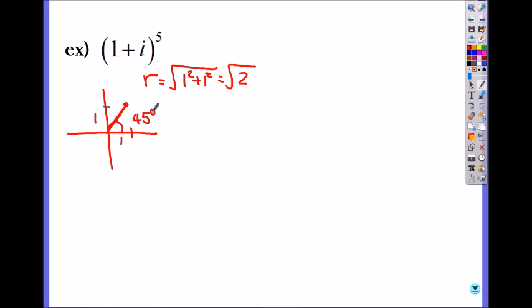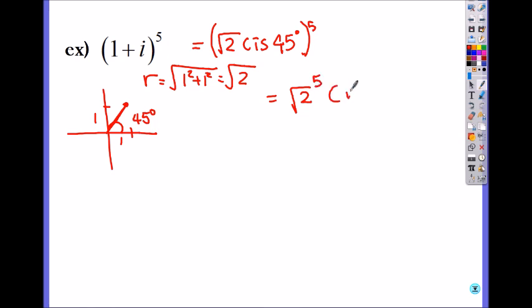So then how do you rewrite this? This is r cis 45, but now we are raising it to what? To the fifth. So now you have to use DeMoivre's theorem, which is r to the fifth: root 2 to the fifth cis 45 times what? 5. So what is root 2 to the fifth?